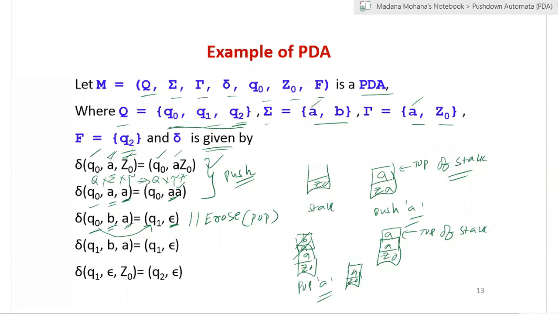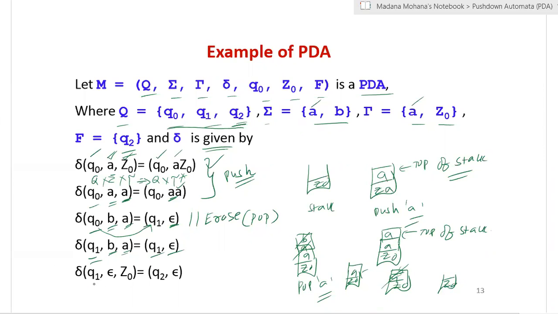Next you can see you are now at the Q1 state. At Q1, if we have another input B, the remaining top of the stack is A. So whenever you are inserting another B, this is also erased with the top of the stack. Now without changing state, Q1 epsilon simply means erase. What is the stack now? Now the stack contains only the initial symbol.